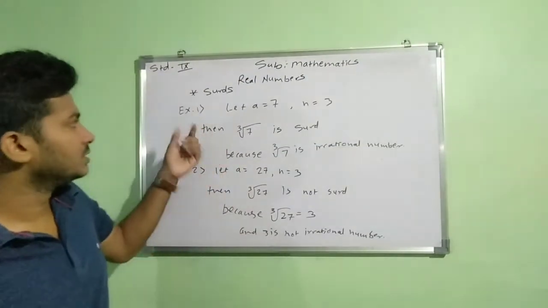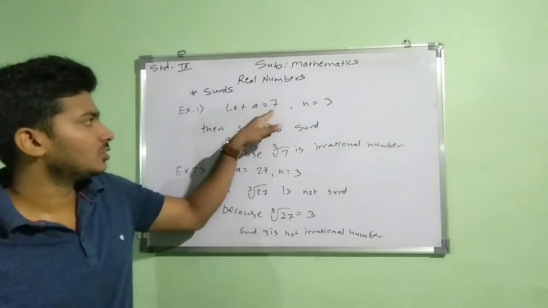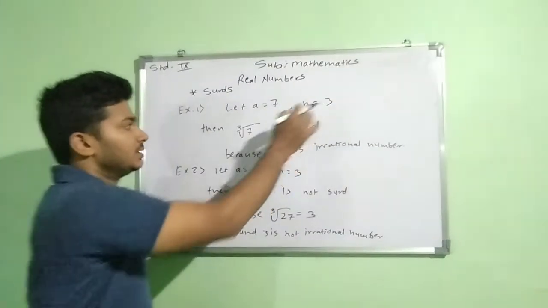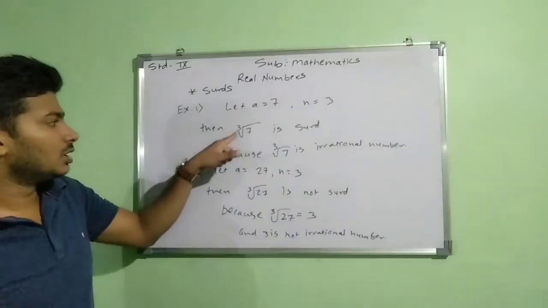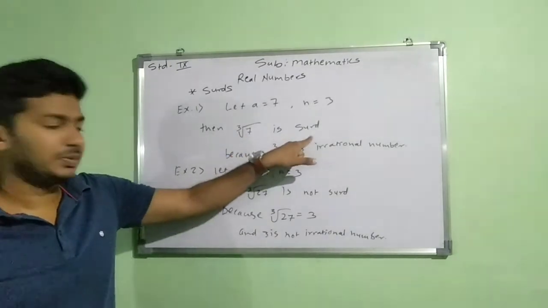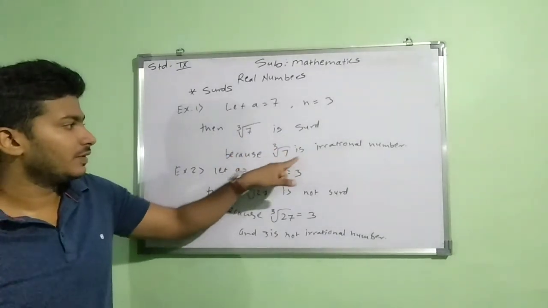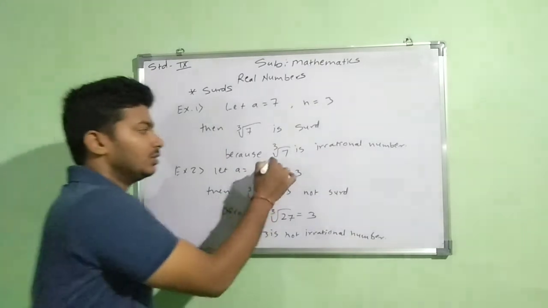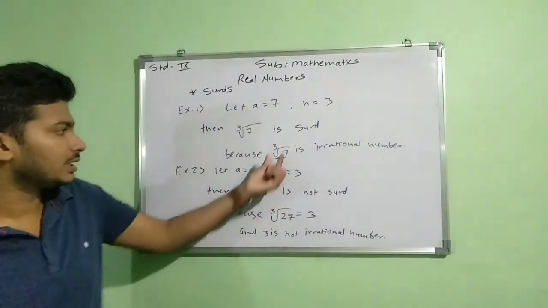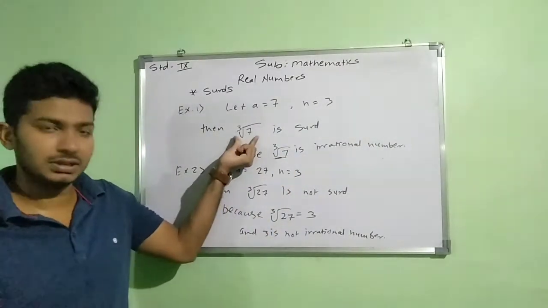Now I have written two examples. In the first one, let a is equal to 7 and n is equal to 3. At that time, the third root of 7 is a surd because the third root of 7 is an irrational number. That is why the third root of 7 is called a surd.